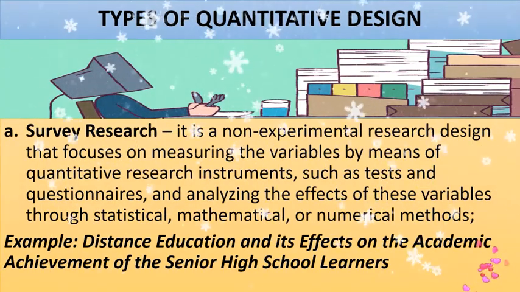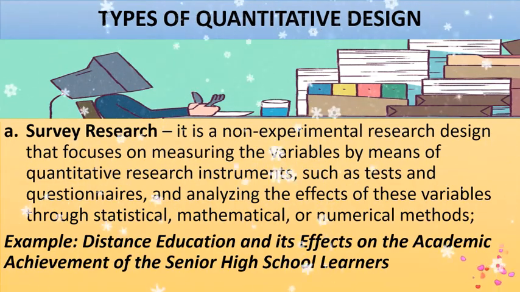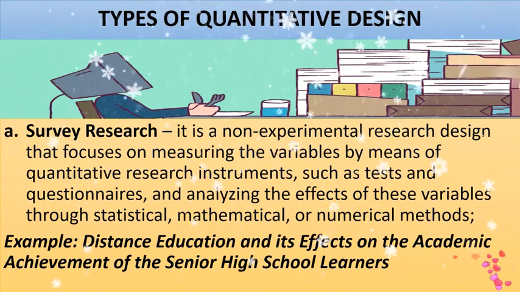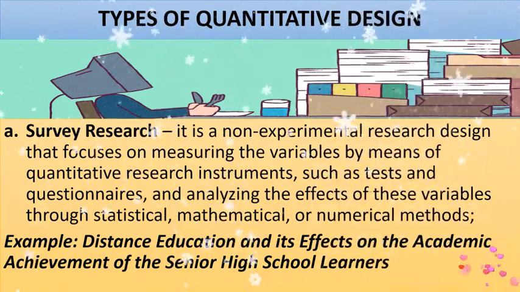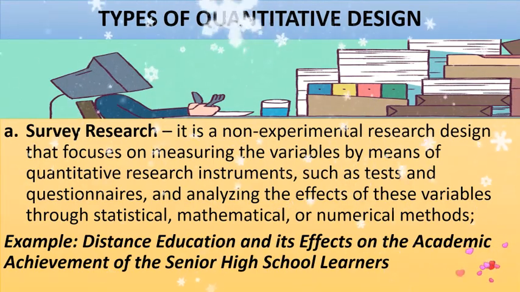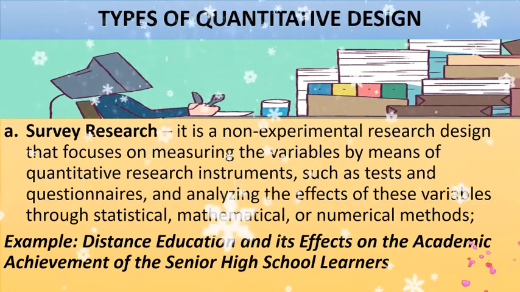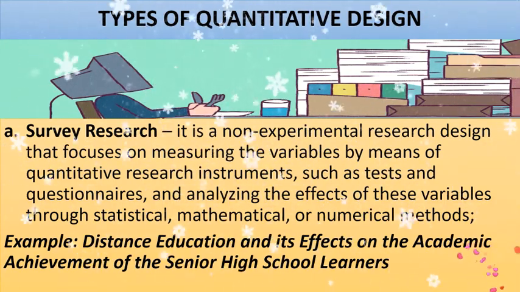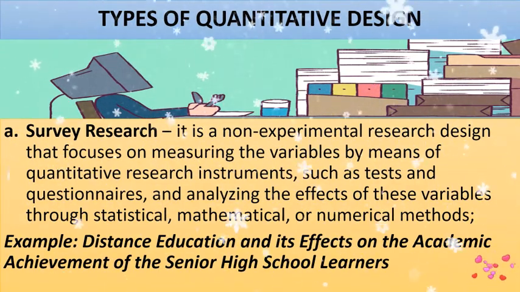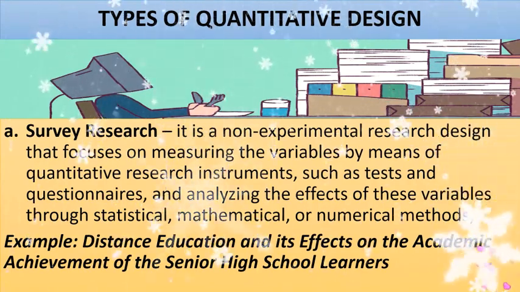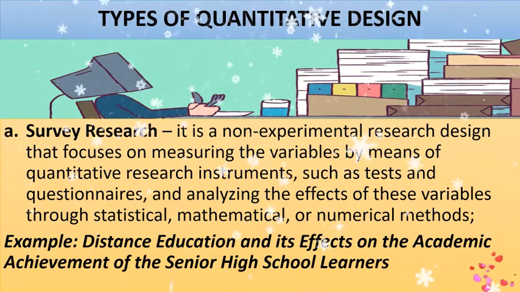So what are the types of quantitative design? So there are how many types? There are two. So first is the survey research. So what is survey research? Survey research is a non-experimental research design that focuses on measuring the variables by means of quantitative research instruments such as tests and questionnaires, and analyzing the effects of these variables through statistical, mathematical, or numerical methods.